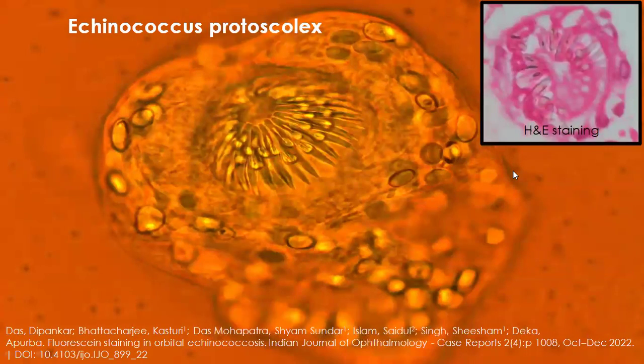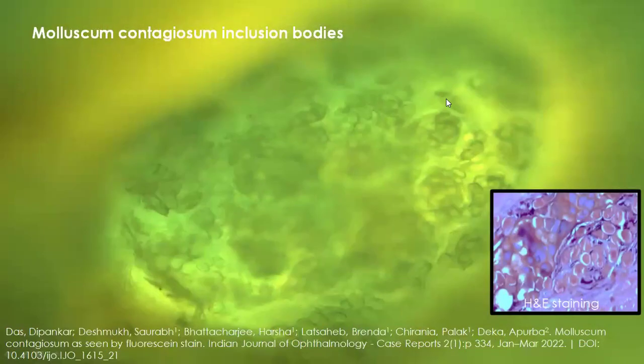Again, you see the Echinococcus granulosus protoscolex, the hooklets and the calcareous bodies so nicely stained. It is better than the H&E section slides. Again, molluscum contagiosum, the Henderson-Patterson body. This is an inclusion body being stained with fluorescent stain, compared with the H&E section.